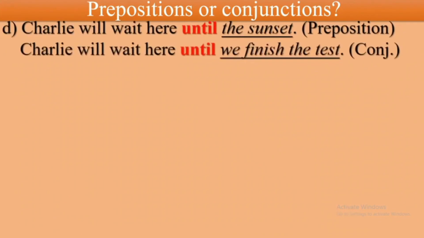Here are some more examples. Charlie will wait here until the sunset. Here until is a preposition as it has been used before the noun sunset. But Charlie will wait here until we finish the test. Here until is a conjunction as it has connected two clauses.